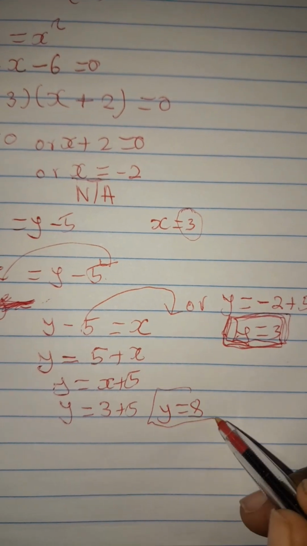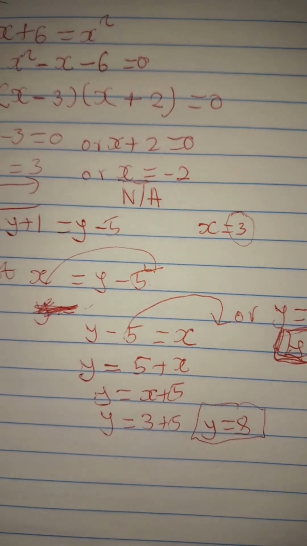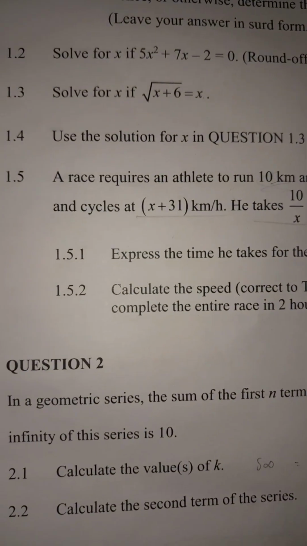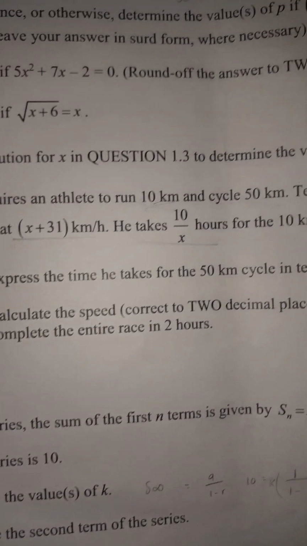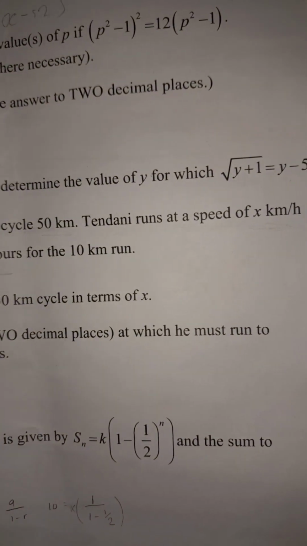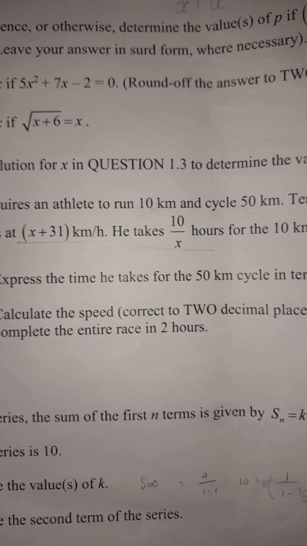So the solution will be y equals 8 in this case, right? Okay, then let's look at our last question in question 1, since video 1 is based on question 1. A race requires an athlete to run 10 kilometers and cycle 50 kilometers. That's a distance, as we can see. Tendani runs at a speed of x kilometers per hour, which we don't know, and cycles at a speed of x plus 31 kilometers per hour.